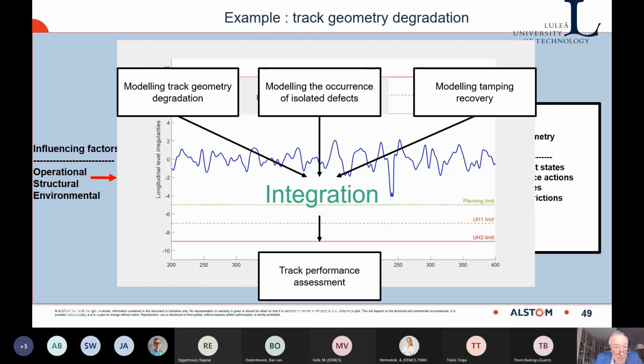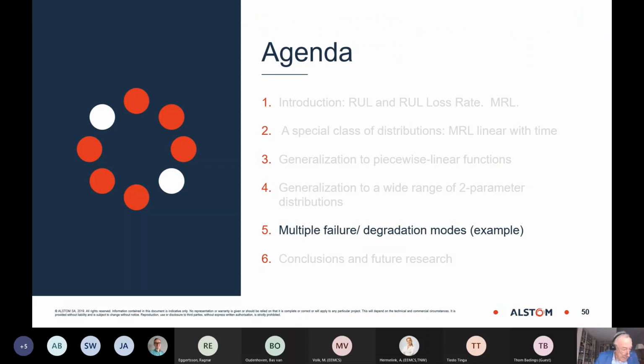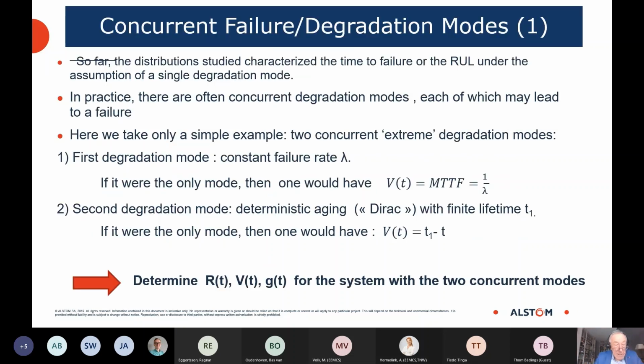Okay, so to end, we can briefly say a few words about multiple failure and degradation modes. Because so far, everything we have done basically assumes that the failure is caused by one single degradation mode, which can have this or that property, linear in time or not, but it's a single degradation mode. In practice, you often have concurrent degradation modes, each of which may lead to a failure. So we don't know which one will cause the failure first.